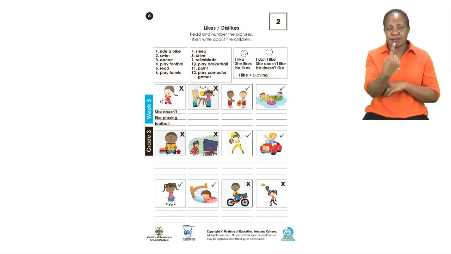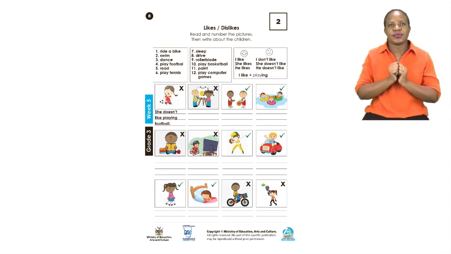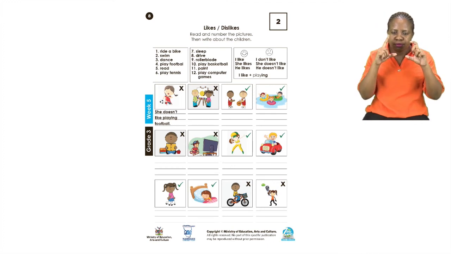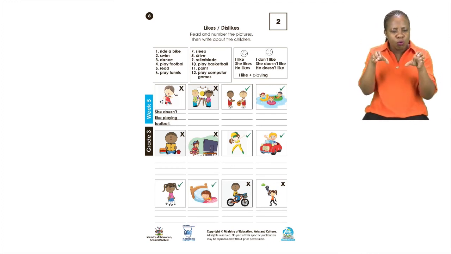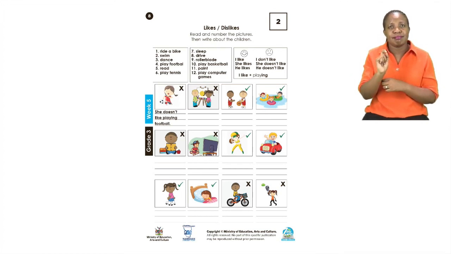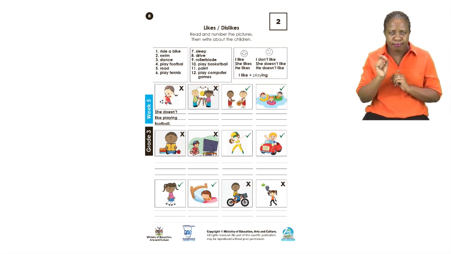Then number 2 is swimming. If you check closely, there is a group of children that are swimming. So inside that box, you are going to write a 2. After you are done labeling all the pictures, it's now time to make sentences.